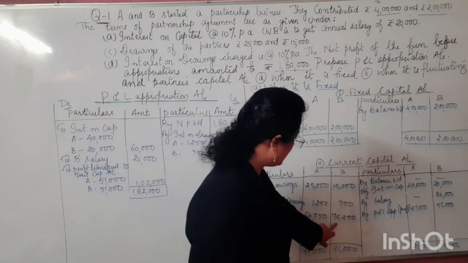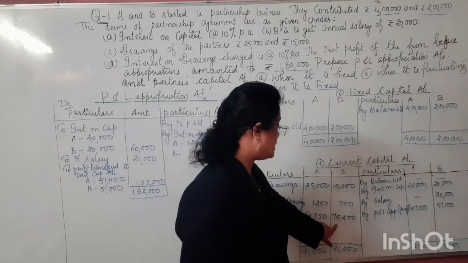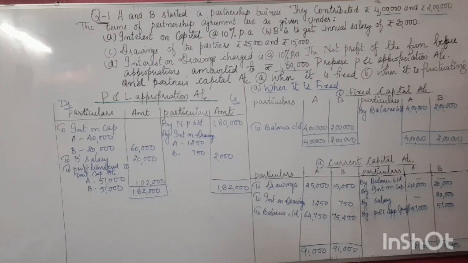So let us check the total here. Am I right? That is actually correct. The answer that we are going to get here is 91,000. Hence the current capital account is giving us the balance, that is 64,750 for A, and for B that is 75,250.